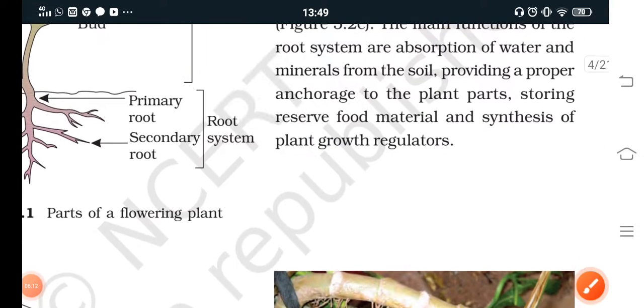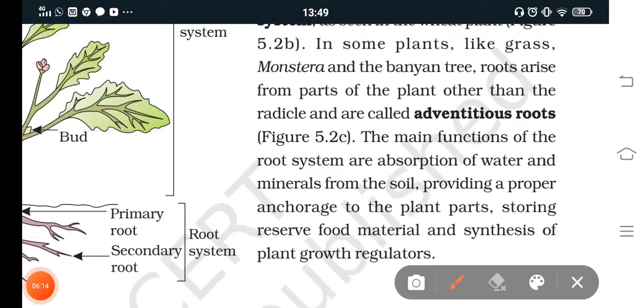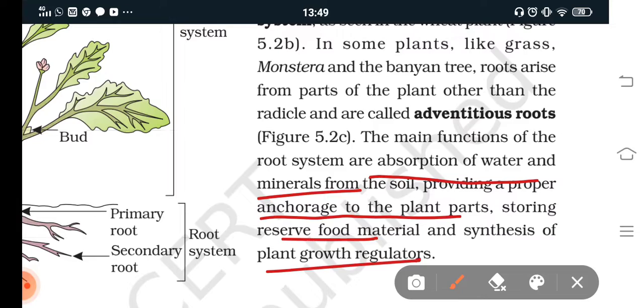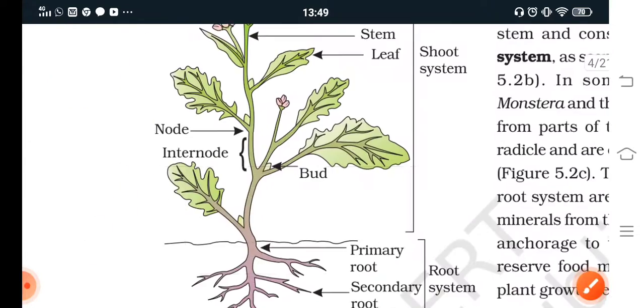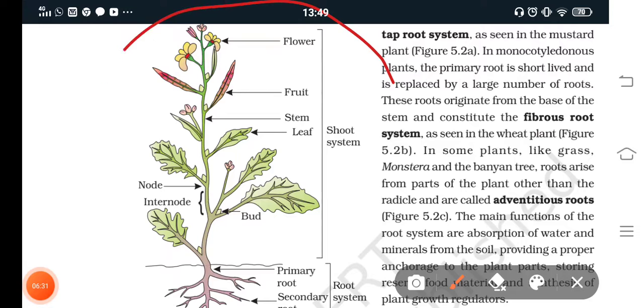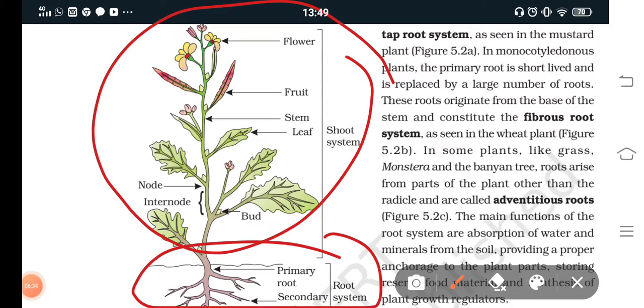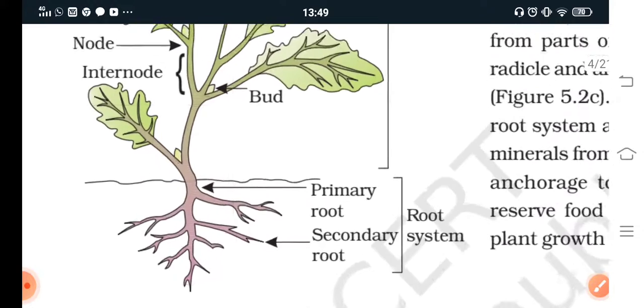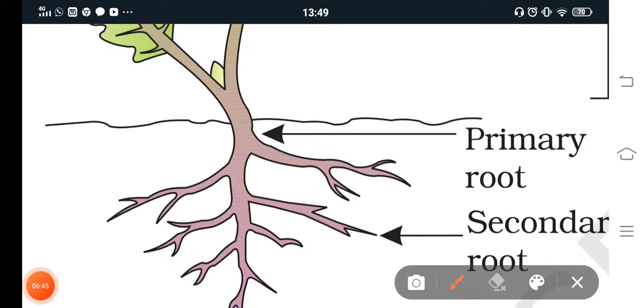Now let's see the functions of roots. There are four functions: absorption of water and minerals, providing proper anchorage to plant parts, storing material, and the synthesis of plant growth regulators. Here you can see the shoot and the root system. The above part is the shoot system, the below part is the root system, where this is the main or primary root, and it has many lateral or secondary roots.